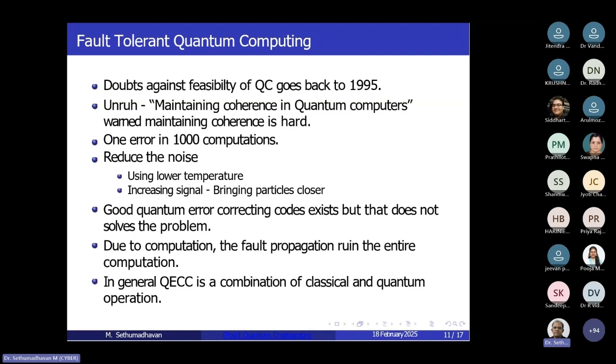All these are happening in research. These are all research areas now. Okay, so why the problem? Because as I already mentioned, the fault propagation, that is, if the error propagation will ruin the entire computation. And now there are some people who are doing research on quantum error correcting codes, which is a combination of classical and quantum operation. People are trying to use BCH codes and all these codes, how they can be used.